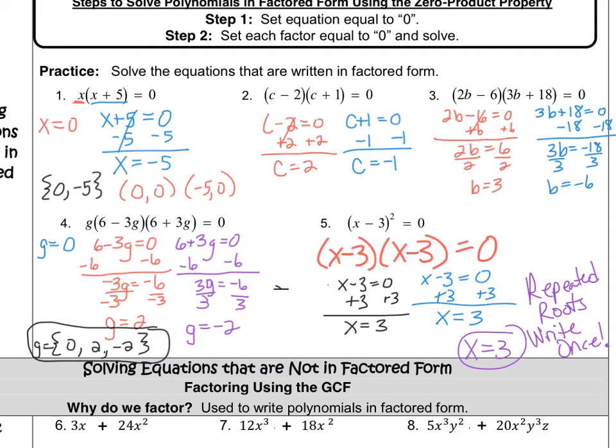Okay, so when you're looking at your answers, a couple of things to notice. On number 4, we had 3 answers, and I put them in a data set. And on number 5, because our x equals 3 was just a repeated root, my answer is only x equals 3. I only write it once.